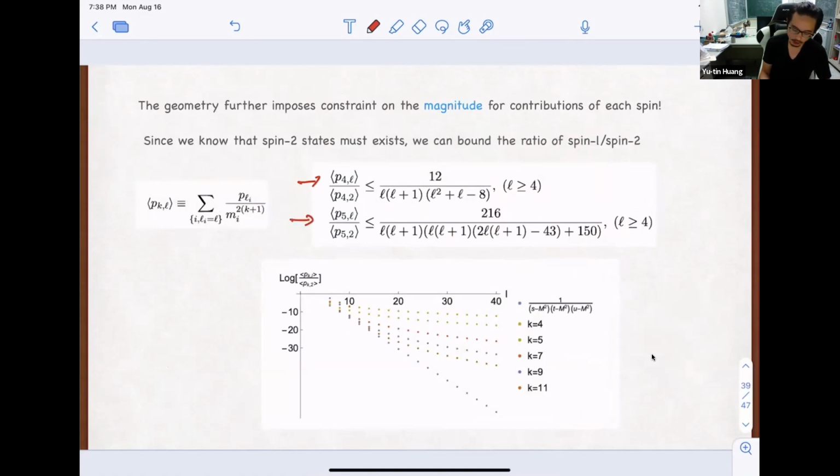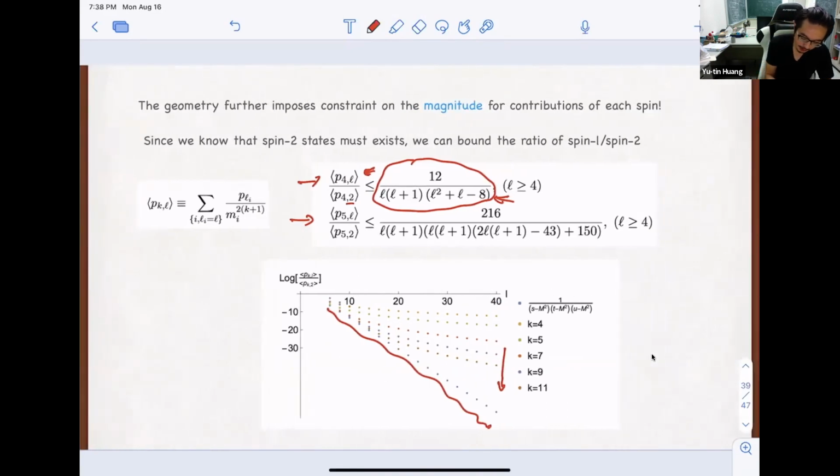So using this, you can derive bounds on the ratio of the spinning spectral functions. For example, at k equals 4, for any L, the ratio between the spin L and the spin 2 is bounded by this polynomial. Now you can see that indeed, as L goes to bigger and bigger values, this is highly suppressed. You can also consider various different k, and this is essentially the exponential suppression line. As you go to higher and higher k, this bound is further and further suppressed downwards. Here by k, we mean that each spectral function is weighted by different powers of its mass.